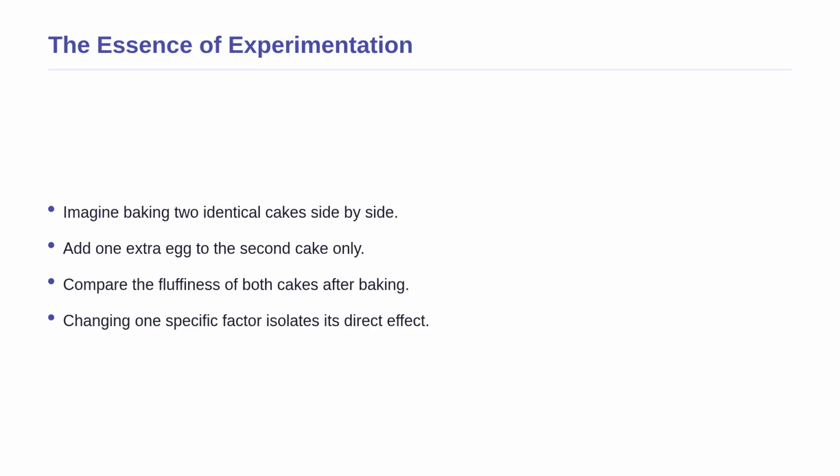To begin our journey, let us imagine a simple, everyday scenario. Imagine you are baking a cake, and you want to know if adding an extra egg makes it fluffier. To find out, you bake two identical cakes side by side. You keep the flour, sugar, and baking time exactly the same, but you add one extra egg to the second cake. When they come out of the oven, any difference in fluffiness can be confidently attributed to that extra egg. This simple act of changing just one specific thing while keeping everything else exactly the same is the very heart of experimentation.